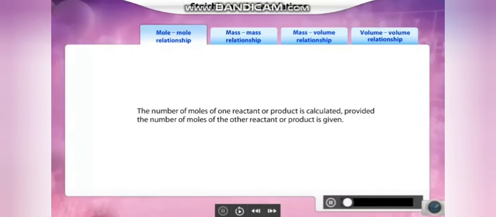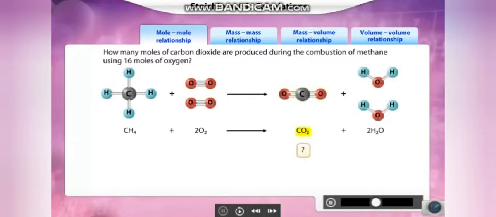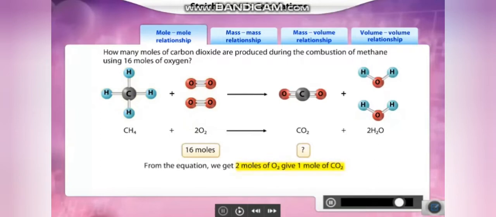In this type, for a chemical reaction, the number of moles of one of the reactants or products is calculated if that of the other reactants or products are given. Let's calculate the number of moles of carbon dioxide produced during the combustion of methane using 16 moles of oxygen. According to the balanced chemical equation, 2 moles of oxygen give 1 mole of carbon dioxide. Therefore, 16 moles of oxygen give 8 moles of carbon dioxide.